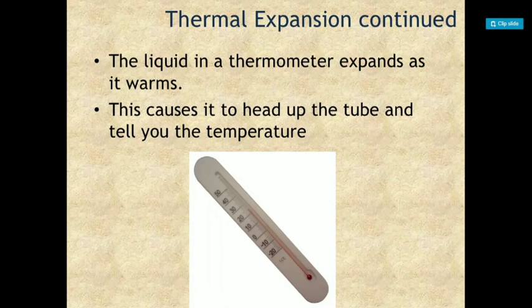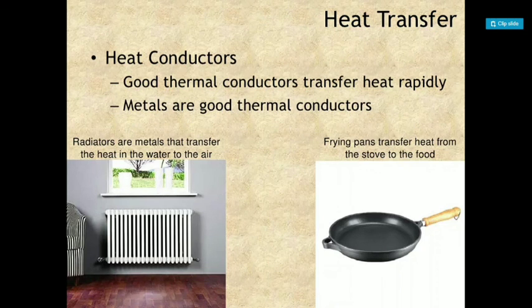Okay, so the liquid in a thermometer expands as it warms. If you have an old version thermometer which has mercury inside, you can observe this. This causes it to head up the tube and tell you the temperature. For heat conductors, good thermal conductors transfer heat rapidly, and metals are good thermal conductors. That's why it's very easy to fry or to cook your food using metals.